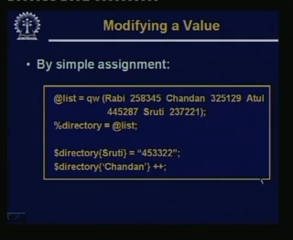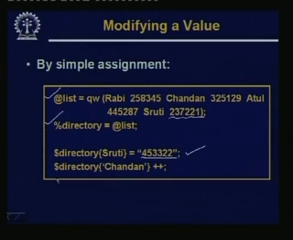You can modify the value of a hash array by using simple assignments like this. Similarly, in the same example, we are assigning these values to a hash array, directory. The first example shows how we can assign a particular value to the value part of a directory. That means we are trying to change the telephone number of Shruti. Initially the telephone number was 237221. After this assignment, the telephone number will get changed to this particular value, right.